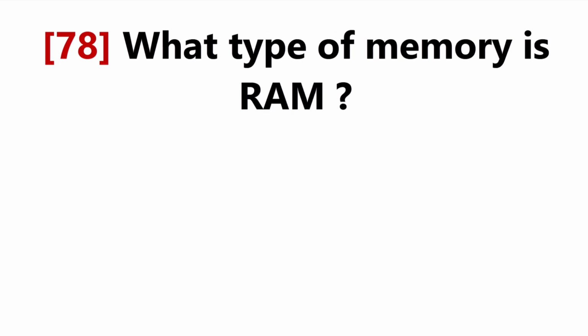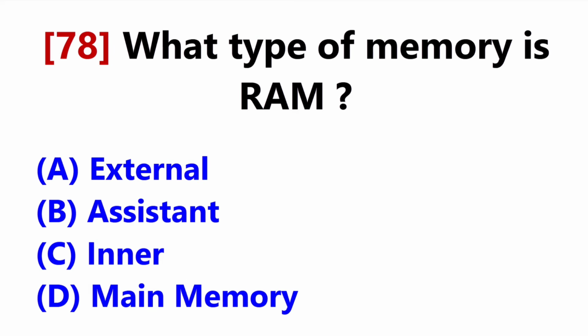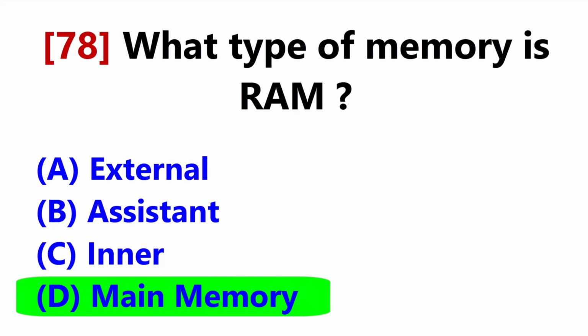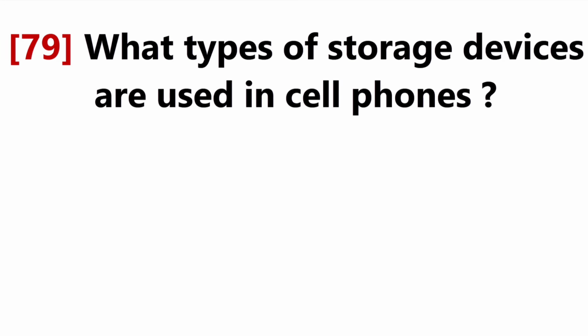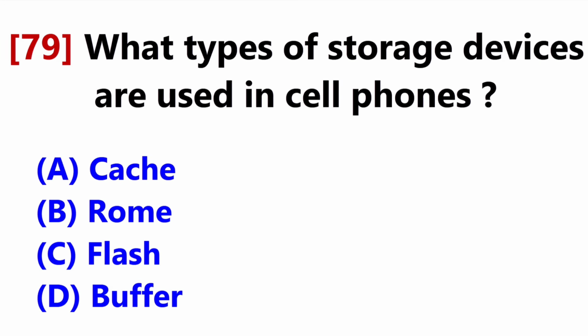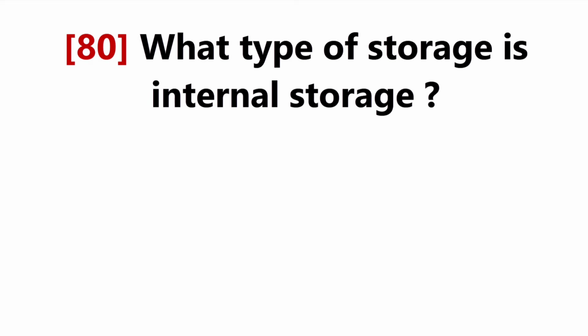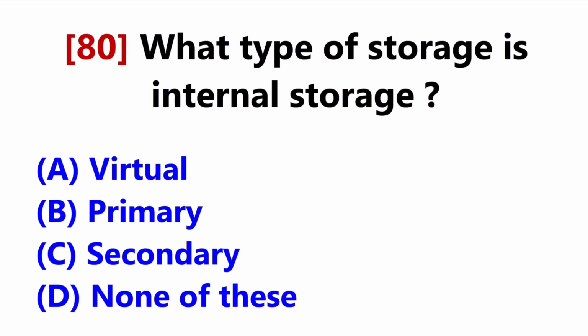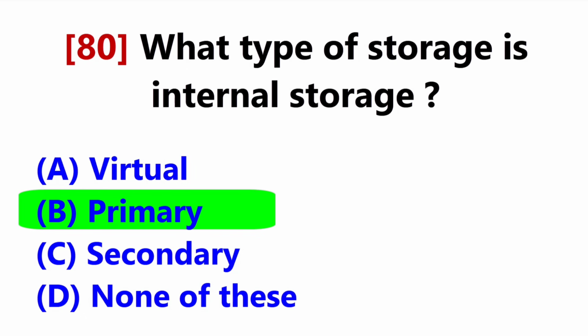What type of memory is RAM? Answer option D, main memory. What type of storage devices are used in cell phones? Answer option A, cache. What type of storage is internal storage? Answer option B, primary storage.